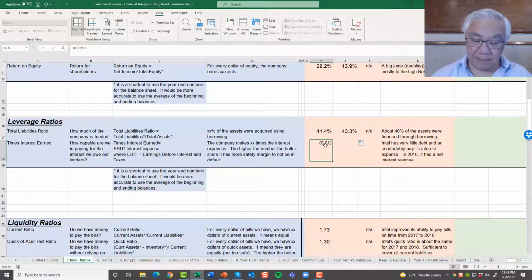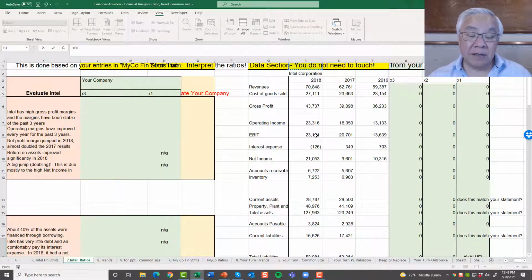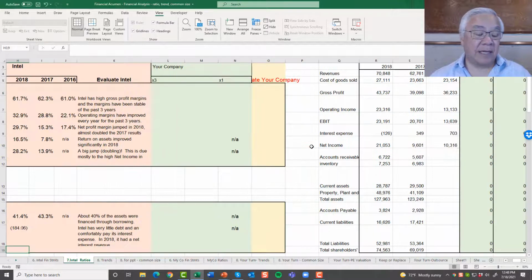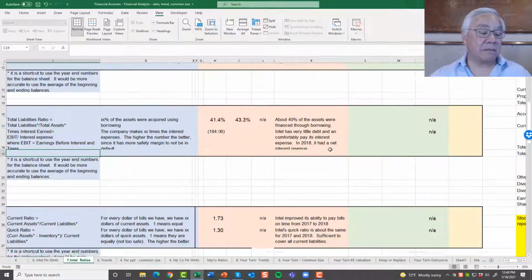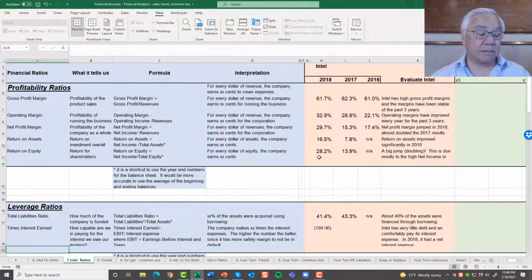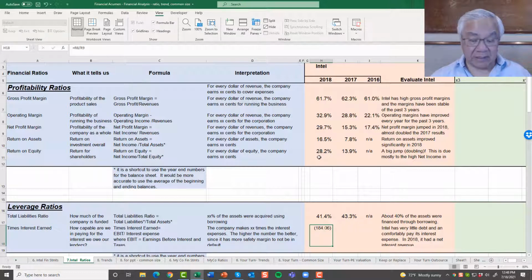I'll delete it. Equals, it is the operating income or earnings before interest and taxes, more technically. So here, EBIT divided by the interest expense. And here it was a negative number. It's a negative number, which means it's not applicable because it means that we had negative interest expense.